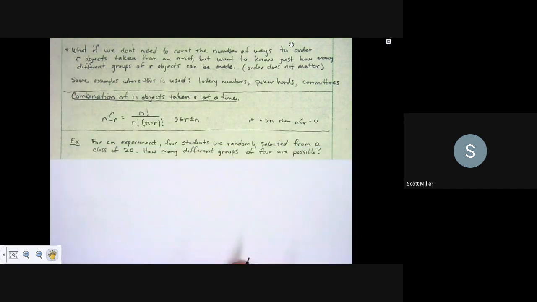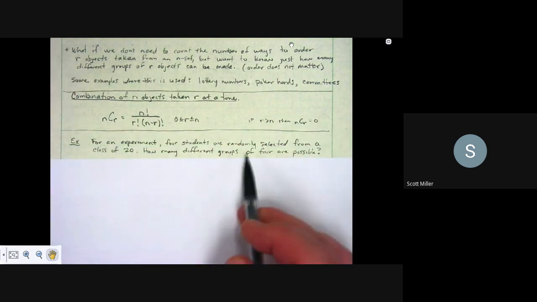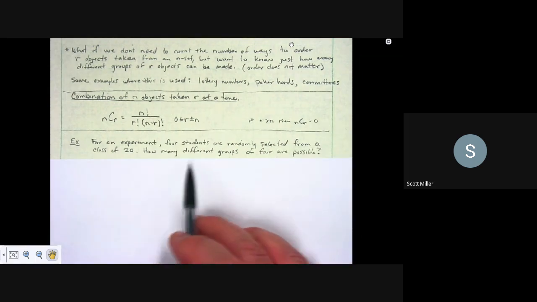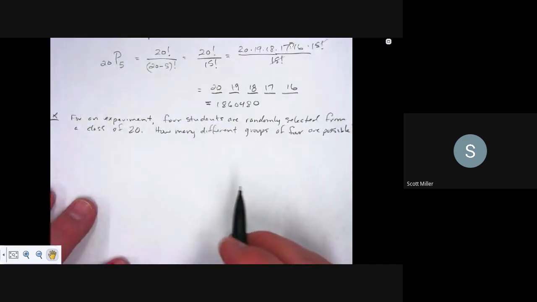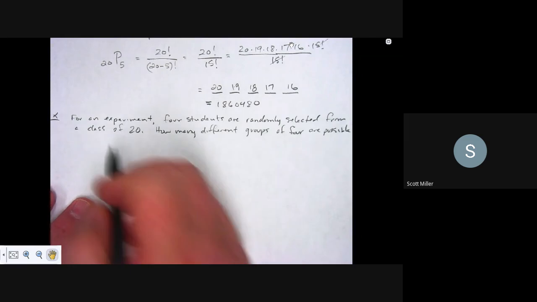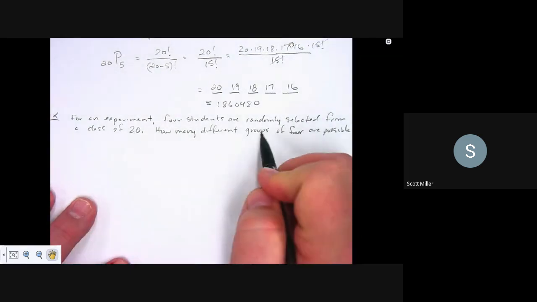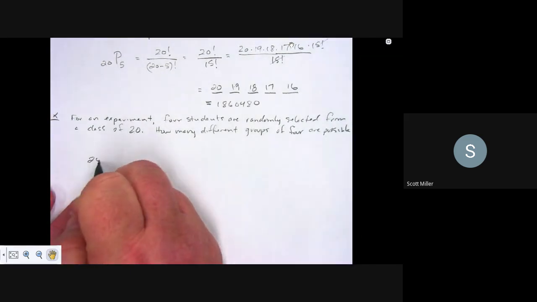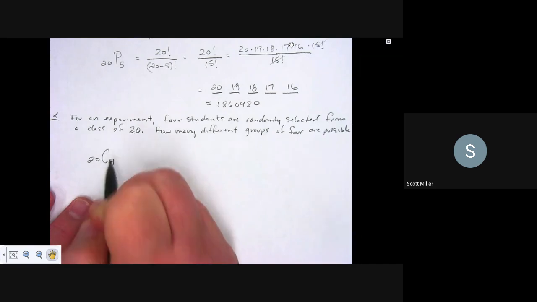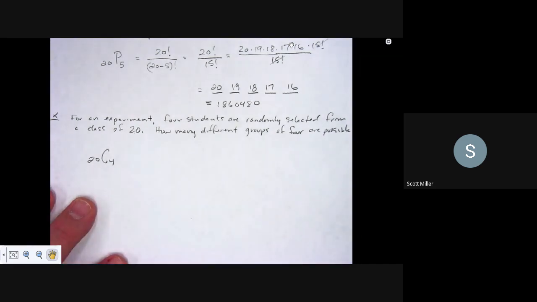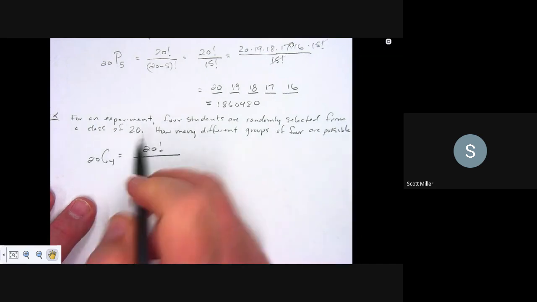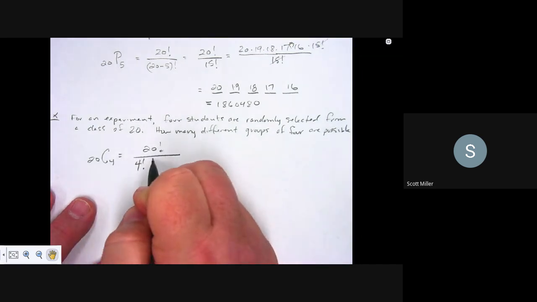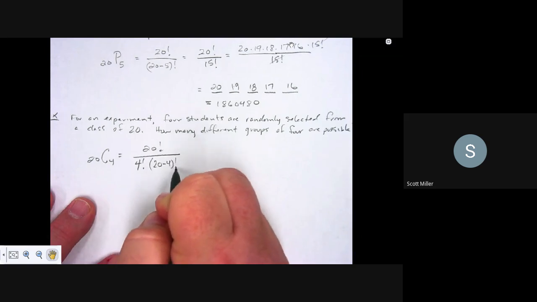So here's my example. I'm going to show you right here. For an experiment, 4 students are randomly selected from 20. How many different groups of 4 can I make out of 20 students? So this is an nCr. There's my n, and r is 4. So 20, choosing 4 out of the 20. So this will be 20 factorial, over 4 factorial, and then 20 minus 4 factorial.